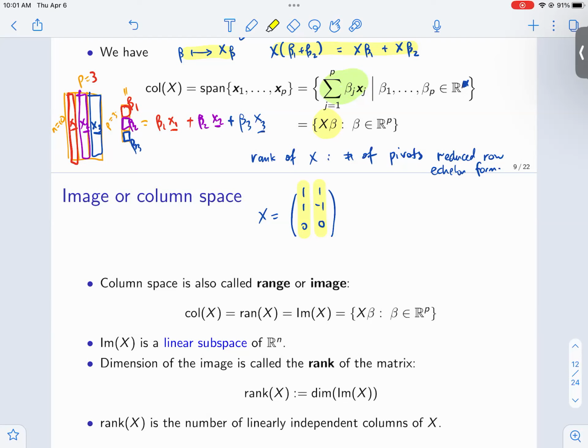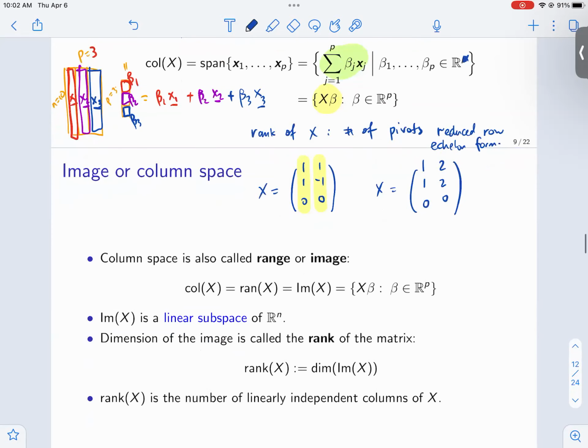Okay. And then if you have X as 1, 1, 0 and 2, 2, 0, what is the rank of this one? 1, because the columns are linearly dependent, and I can pick one of them, and it just spans the whole thing. And so the rank here is going to be 1.